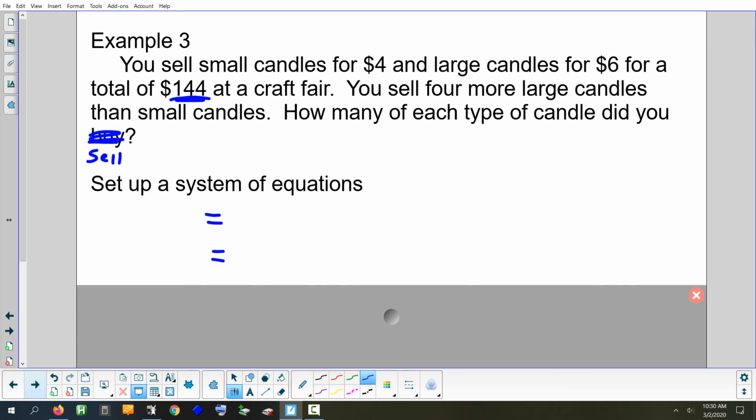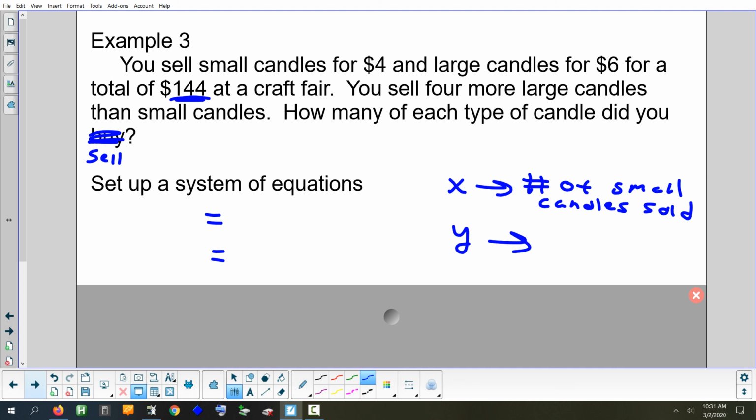So let's look at what x could be here. X could represent what? What's one thing you don't know that they want you to find? How many small candles? Sure. I'm going to write that off to the side. X is, we'll say, number of small candles sold. So that's what X is going to be.